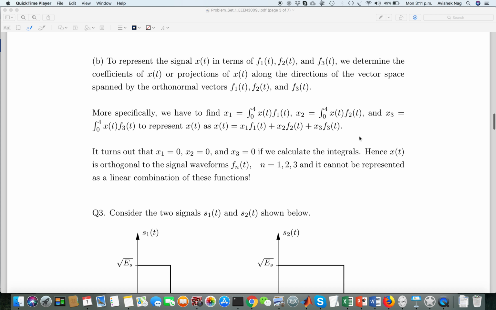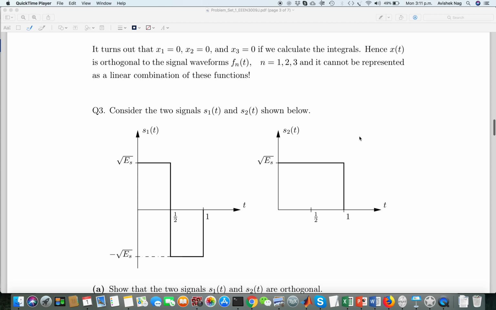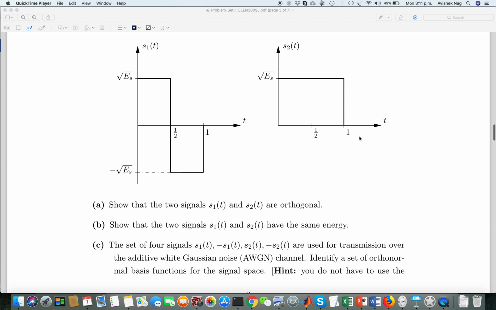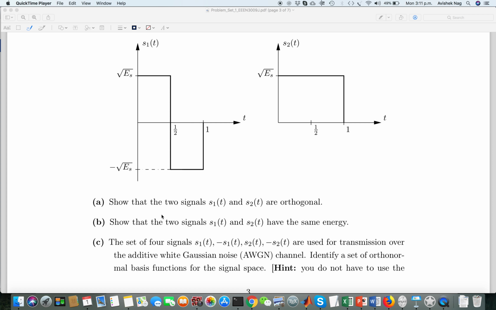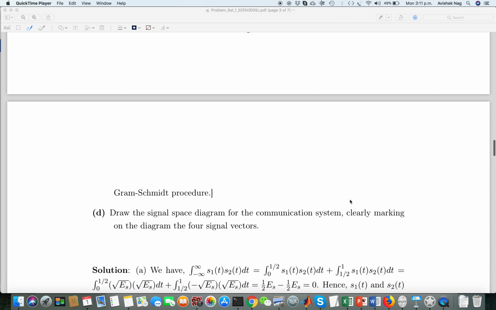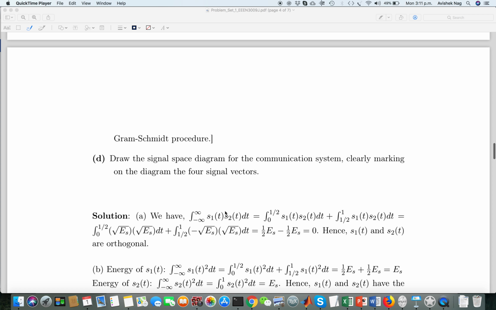Now for question 3, what we had was these two signals S1 and S2, and you were asked to show that these two signals are orthogonal. Most of you again got this correctly. All you have to show is just do this integral and show the value to be 0, and hence S1 and S2 are orthogonal.